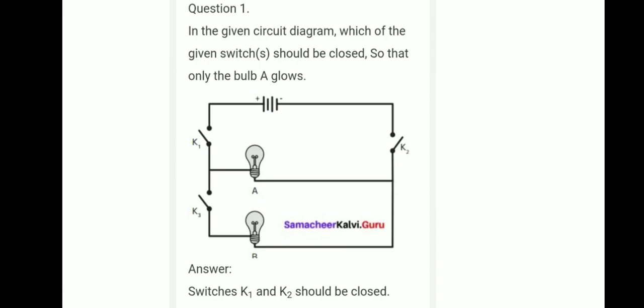Question number 1. In the given circuit diagram, which of the given switches should be closed so that only the bulb glows? Answer: switches K1, K2 should be closed.